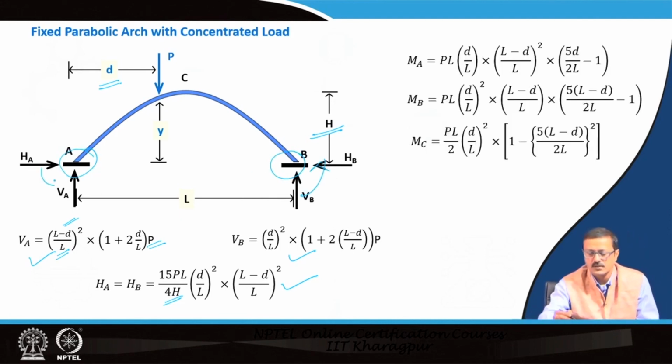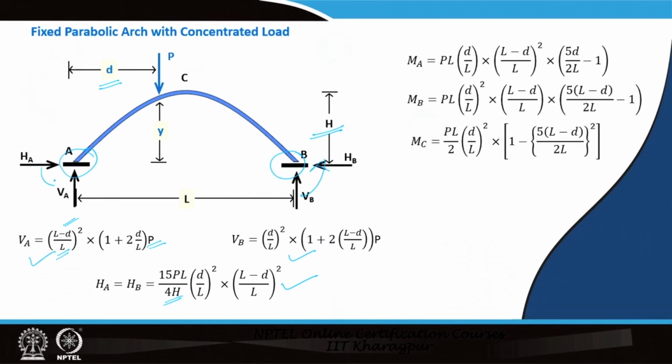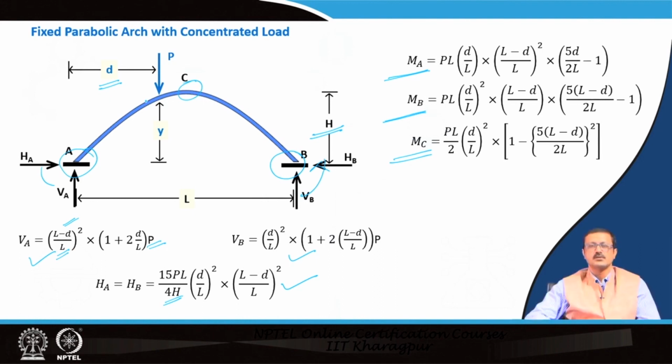This moment can also be taken into the formula, which looks like a big and complicated formula, and we can also find out MA, the moment at A, the moment at B, and the moment at C, that is at the crown point, the center point of that particular arch. So, those 3 points and those 3 moments can be calculated by virtue of this equation.